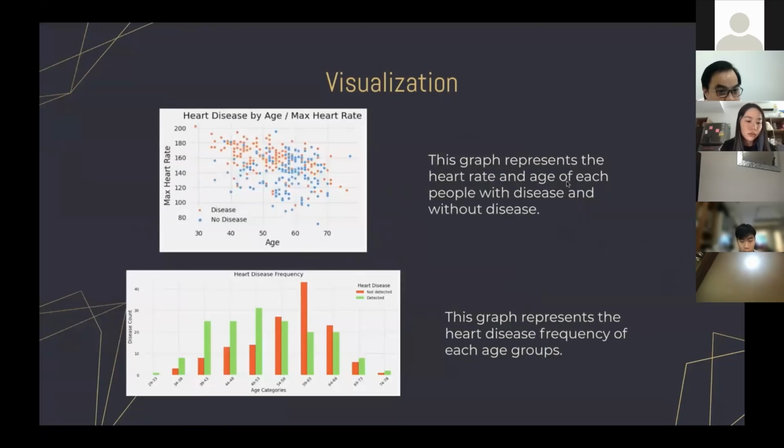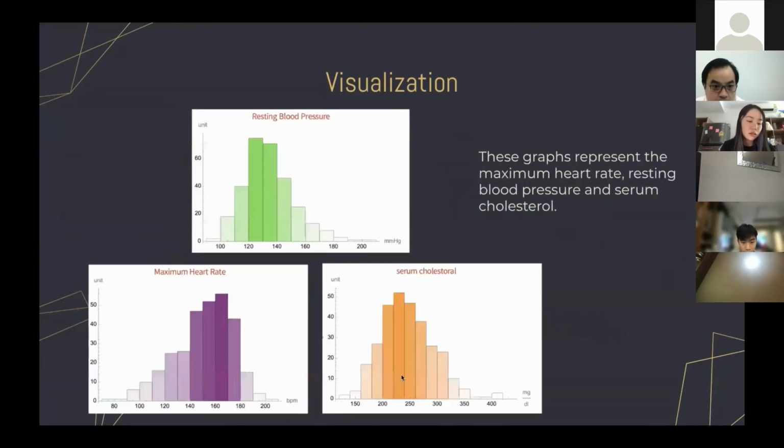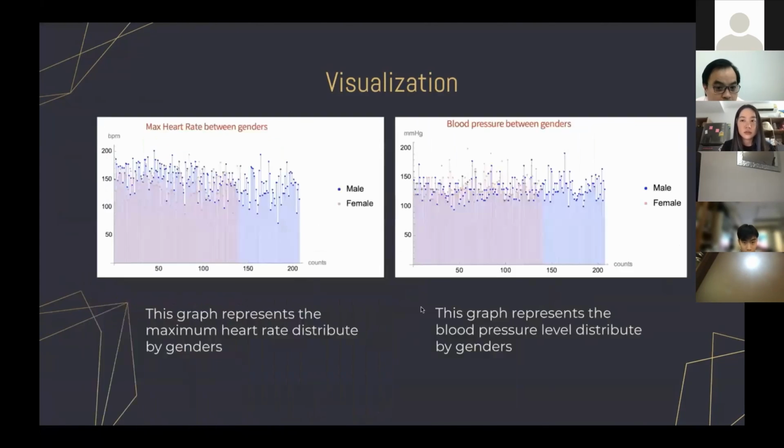Now this graph represents the heart rate and age of each person with disease and without disease. And this graph represents the heart disease frequency of each age group. And these graphs represent the maximum heart rate, resting blood pressure, and serum cholesterol. And this part is from Mathematica.